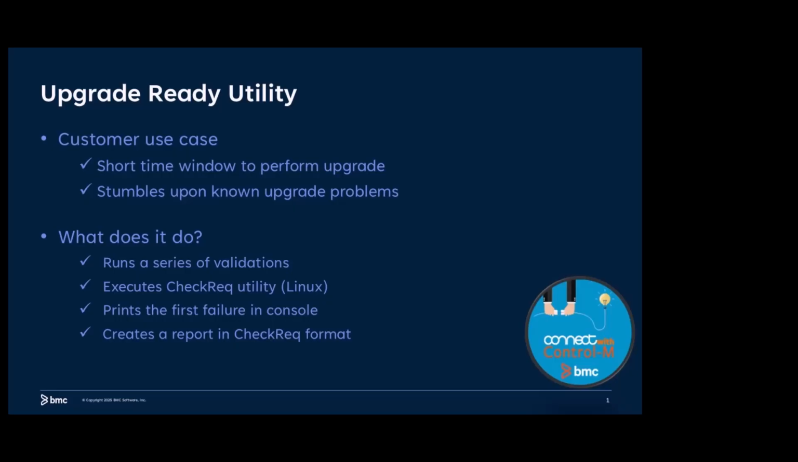This utility performs a series of OS validations. When running on Linux, it will execute the checkrec utility to check if the machine is ready for the new version. It will print the first failure it finds on the screen, but you will see all of the failures in the report file that was created. This report has a similar format to the checkrec report format.